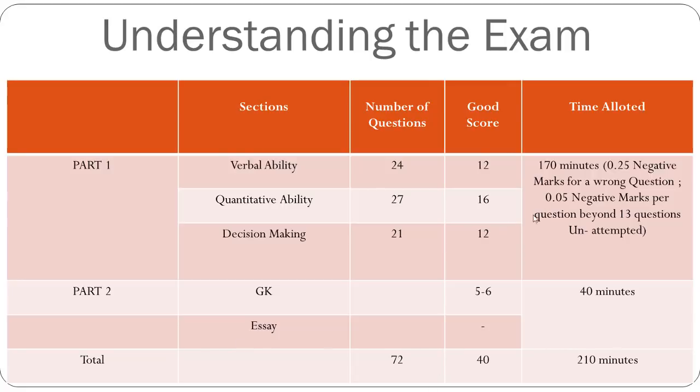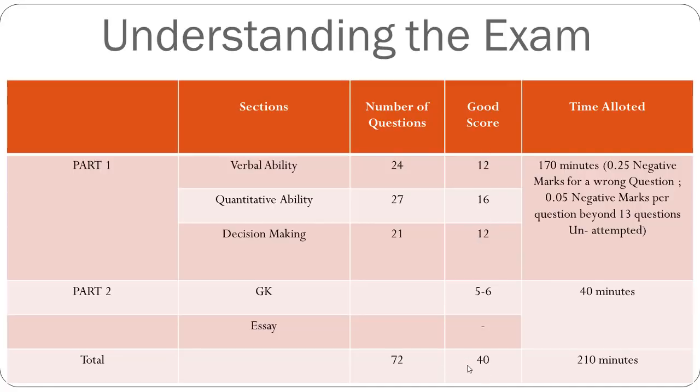Now, we have 1 mark per question, and if you get one question wrong, 0.25 marks are deducted. And if you leave more than 13 questions out of the 72 questions, then the subsequent questions will have a deduction of 0.05 marks. But that shouldn't be much of a concern because the effect is negligible. As we can see, just 1 by 20 marks is what is deducted for leaving one question. So that's absolutely fine.